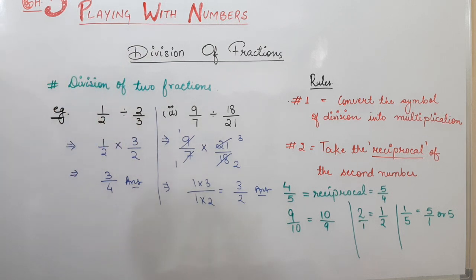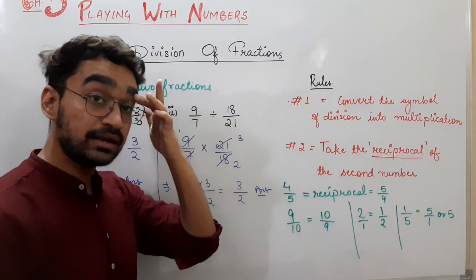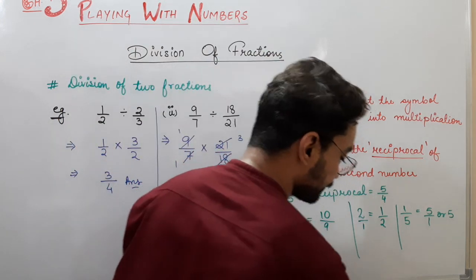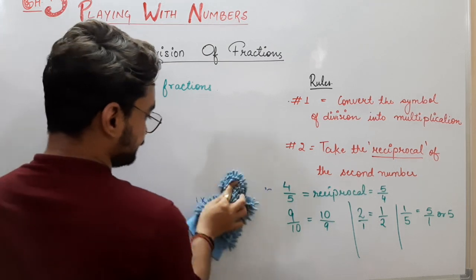So division of two fractions is also very easy. Nothing much here, just these two steps. Convert the symbol of division into multiplication and take the reciprocal of the last part. Take the other example.